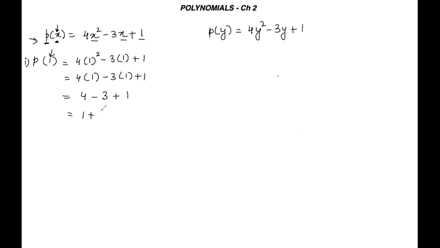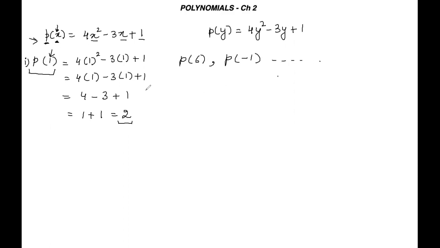1 plus 1 equals 2. So the value of the polynomial when x is equal to 1 is equal to 2. Similarly, we can find the value at 6, and we can find the value of the polynomial at the point minus 1, and so on.